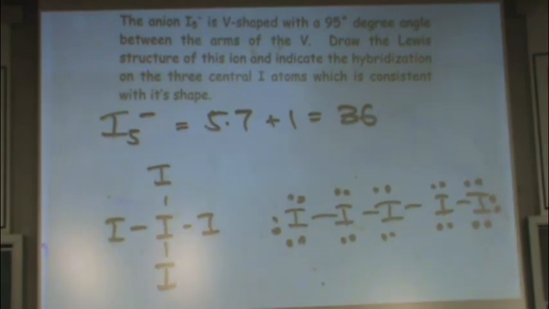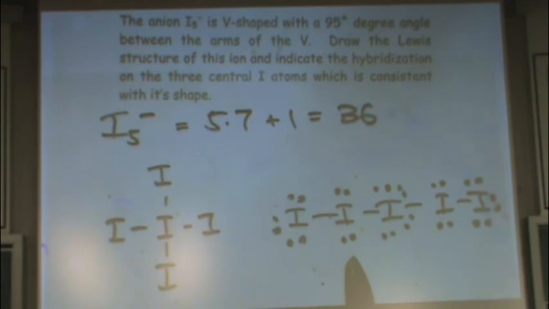Where do you want to put those 2 lone pairs? You want to put them all on the central atom. Is that what you want? By the way, there's 3 central atoms. So which one? The center one. All right. First of all, let's look at this one right there.